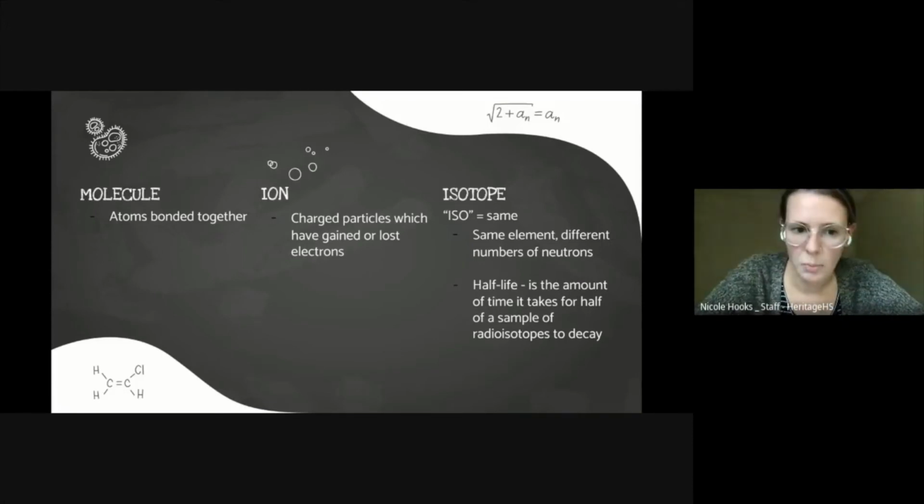An isotope is the same element, but different number of neutrons. So it changes the atomic mass. Iso means same, so that maybe will help you remember that. And something also to note is a half-life is the amount of time it takes for half of a sample of radioisotopes to decay.